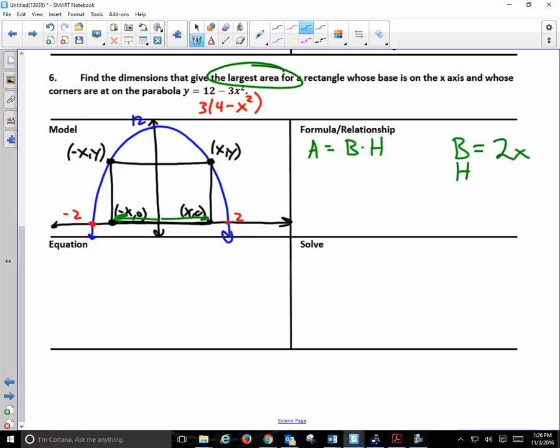What's the height? Y. So I get area is equal to 2xy. Oh no, I still have two variables. If only I could get rid of the y. It's right there. It's right in front of you. If it was a snake, it would bite you. Y is 12 minus 3x squared.